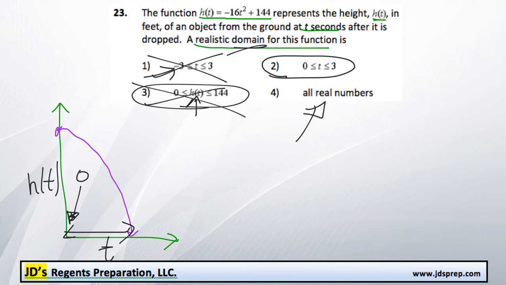We also know that it's not all real numbers, because eventually this object that's been thrown is going to hit the ground and stop the experiment. The time's not going to last forever, right? The object's not going to fall forever. So it makes sense that it must be option number 2.